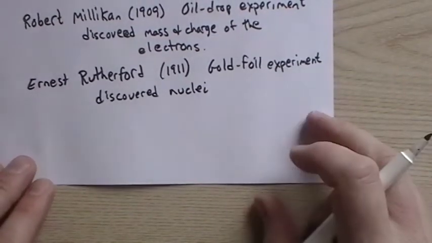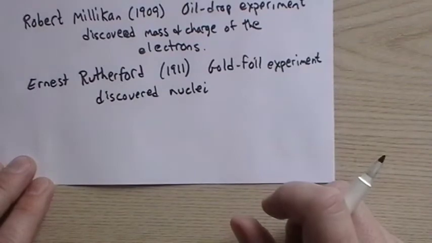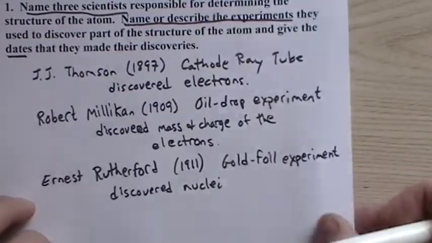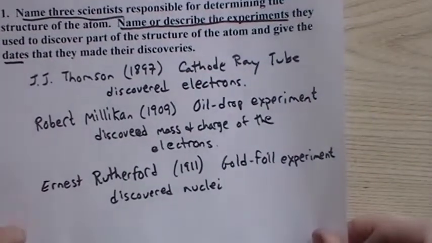So these things that we take for granted, these 3 scientists determined. So you should know their names, the date that they came up with the discovery, and then the name of the experiment.